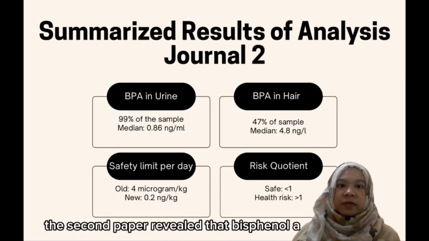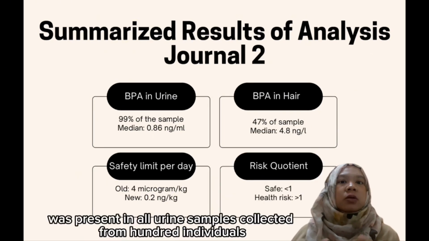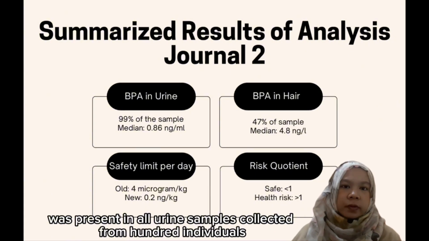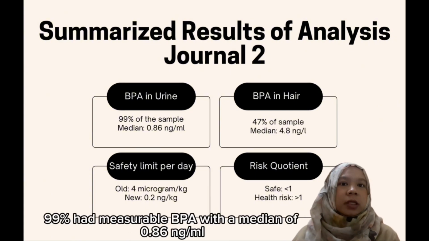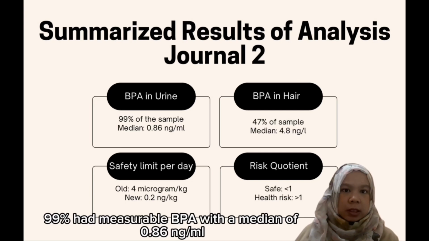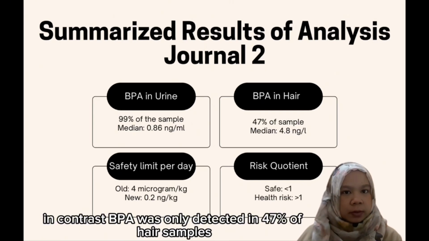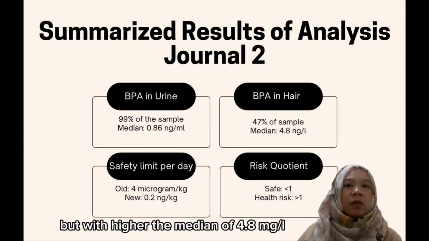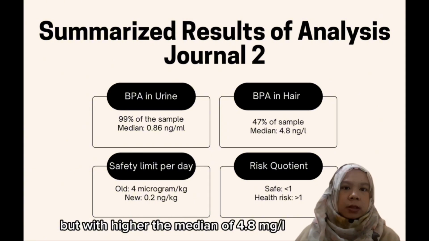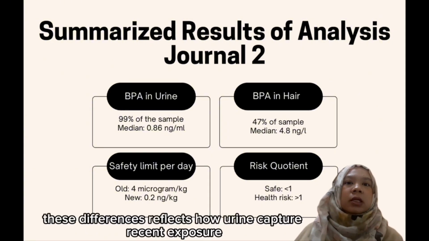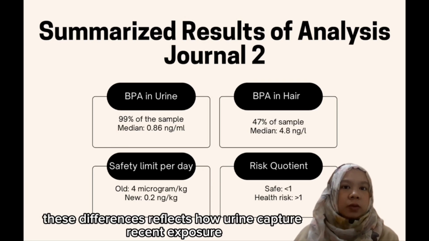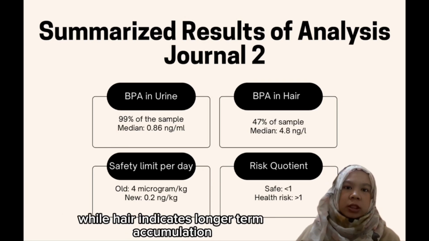The second paper revealed that bisphenol A, BPA, was present in all urine samples collected from 100 individuals. Nearly all samples, 99%, had measurable BPA levels with a median of 0.86 nanogram per milliliter. In contrast, BPA was only detected in 47% of hair samples, but with a higher median of 4.8 nanogram per gram. These differences reflect how urine captures recent exposure, while hair indicates longer-term accumulation.